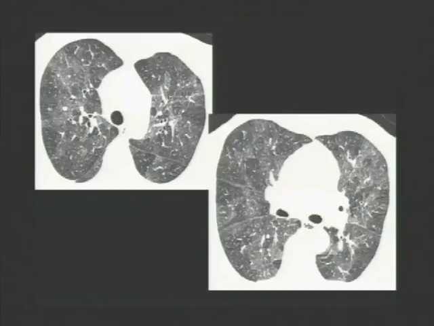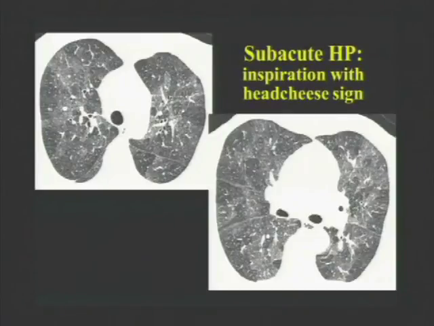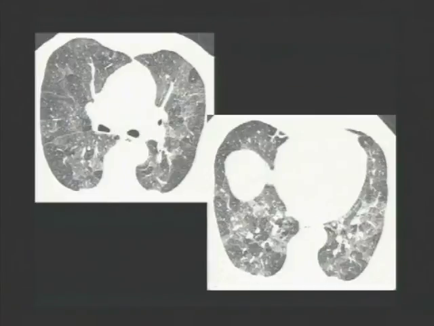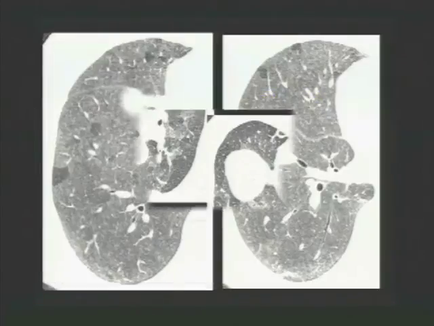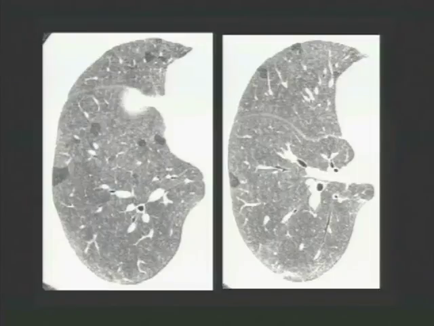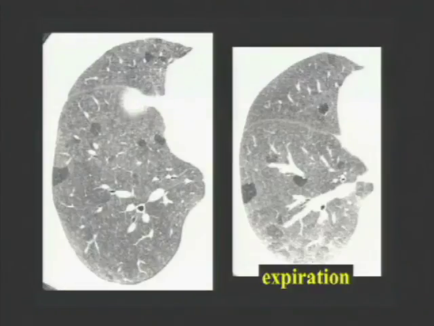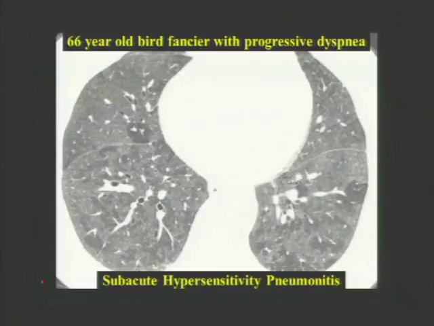Here is a patient, again with hypersensitivity pneumonitis, with patchy areas of ground glass opacity and areas of mosaic perfusion, so the Headcheese sign again. And here are expiratory images in this patient showing areas of air trapping in those lucent lung regions, as we would expect. Here is another example of the same thing: ground glass opacity and lobular areas of mosaic perfusion. Here, air trapping on expiration, as you would expect to see in typical hypersensitivity pneumonitis.